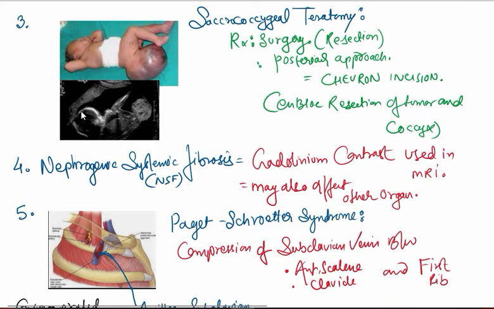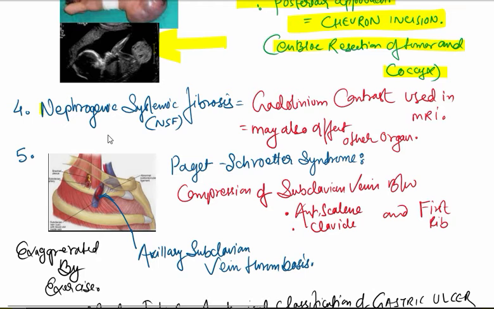This condition is sacrococcygeal teratoma, and treatment is surgical resection through a posterior approach, and a chevron incision is given in this one. So en bloc resection of the tumor and coccyx is done for sacrococcygeal teratoma. So here is a radiograph of this sacrococcygeal teratoma.